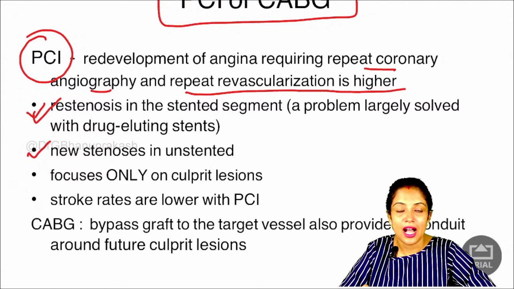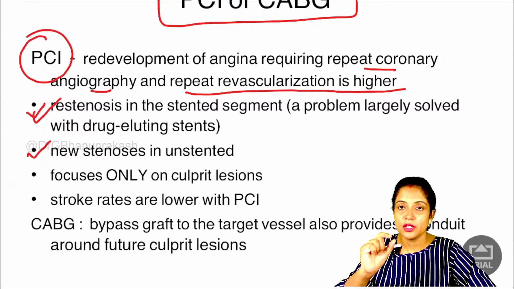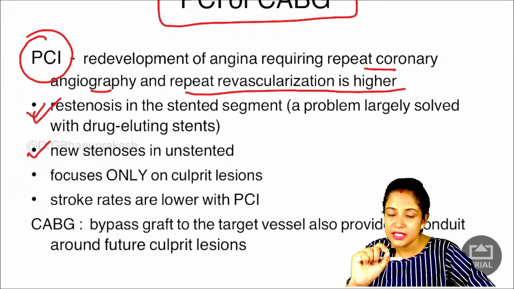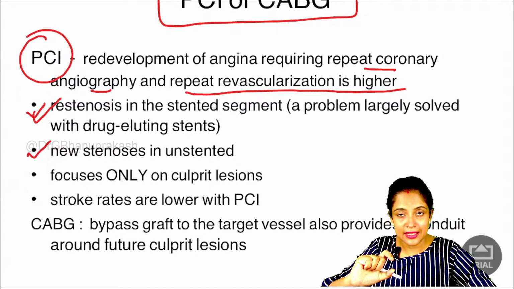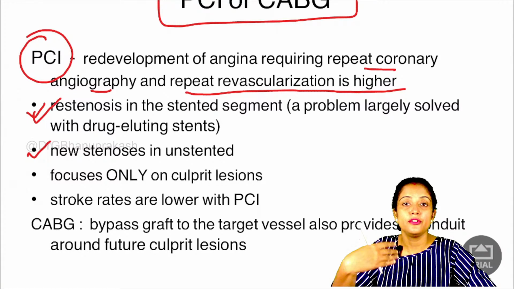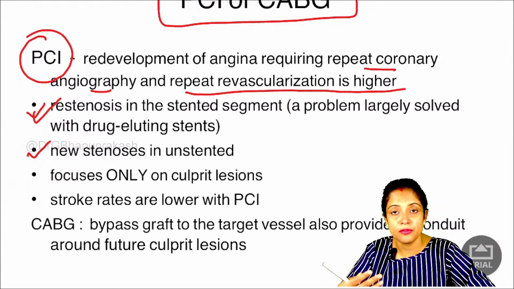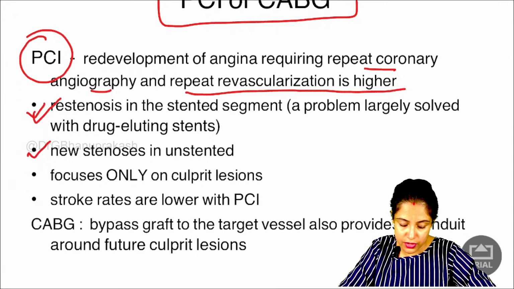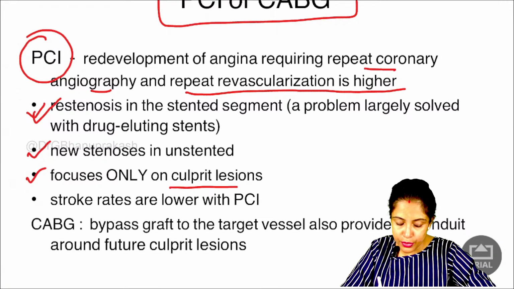New stenosis in the unstented region. In PCI, the stenting will be done only in the culprit lesion. But what about the future lesions? Again, there may be stenosis. It focuses only on the culprit lesion.